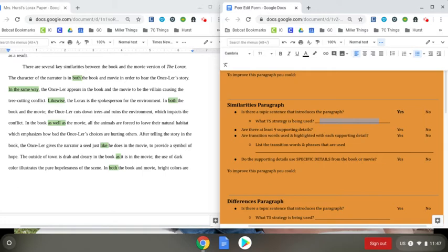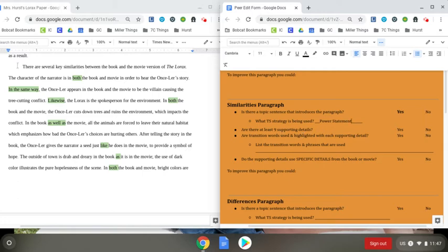There are several key similarities. Several is a number word, so that makes this a power statement. So I'm going to write that on the blank there. If your person doesn't use one of those strategies, say none used, so they know that they need to go back and fix that. Are there at least 9 supporting details?